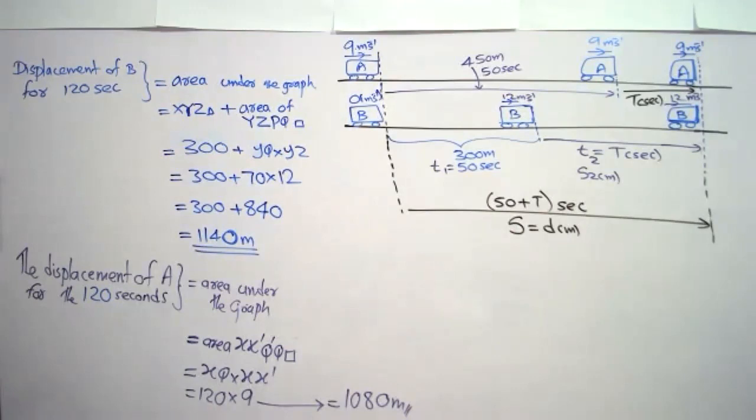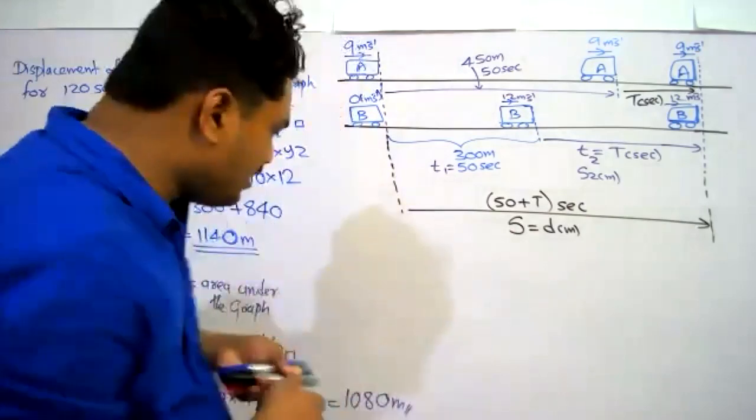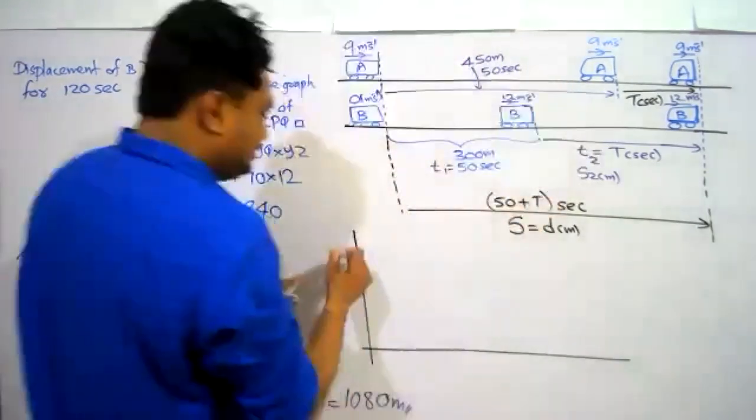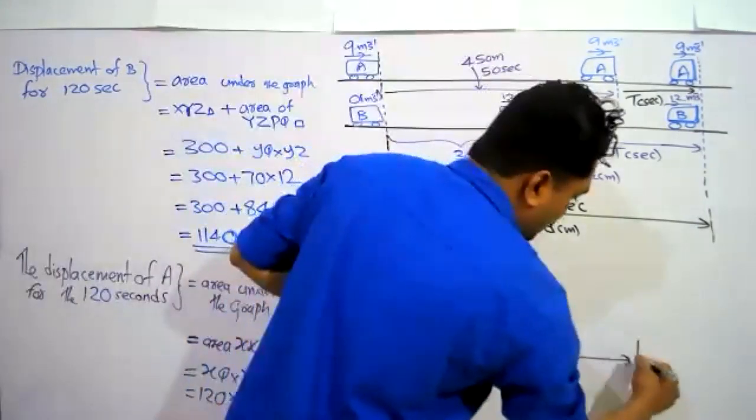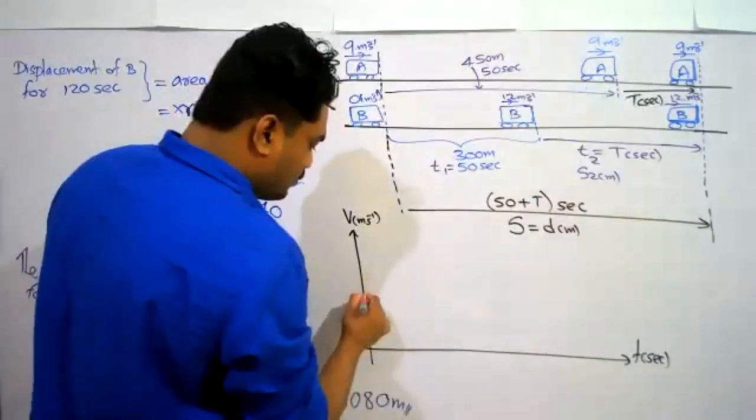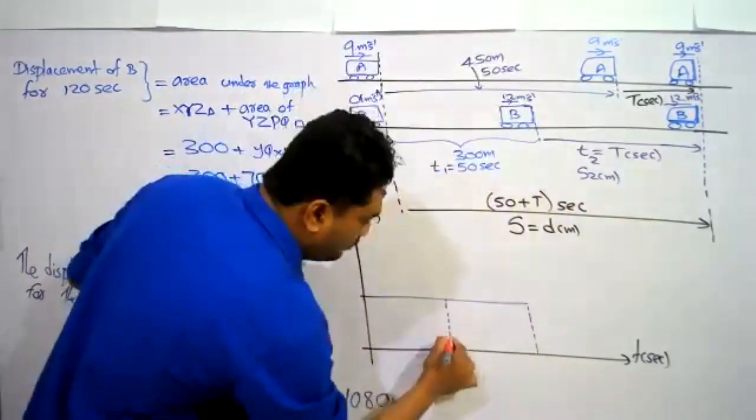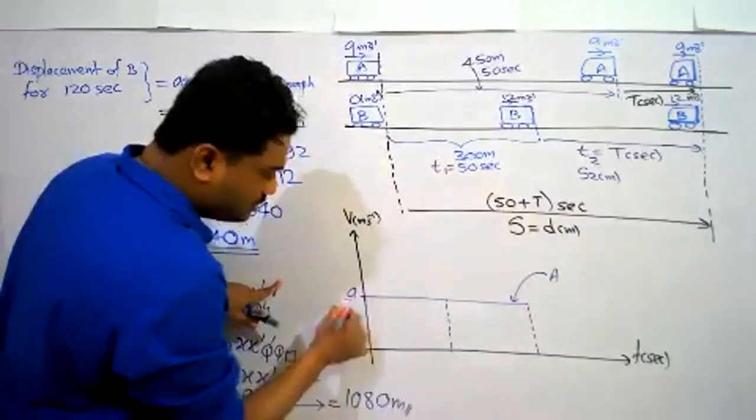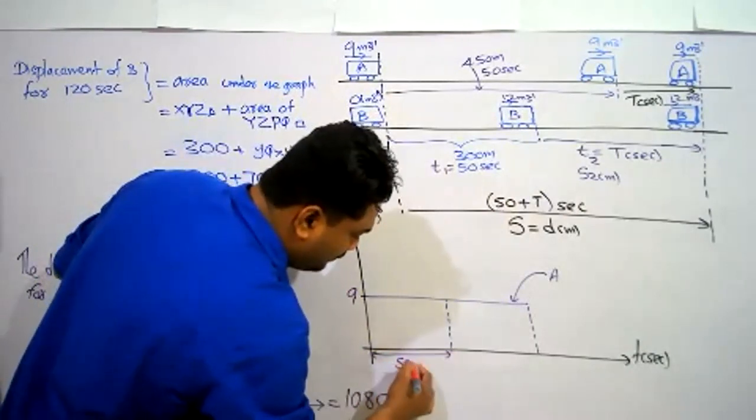Now, how do we represent this story in our graph here? The graph is the velocity-time graph. The velocity-time graph of A is very simple. It's just a straight line. It travels with a constant velocity of 9. So we have found that this is the graph of A. There are two sections here. This is the motion during the 50 seconds.